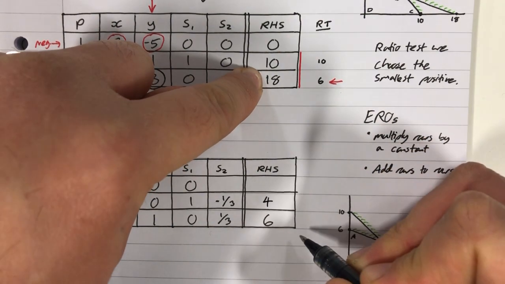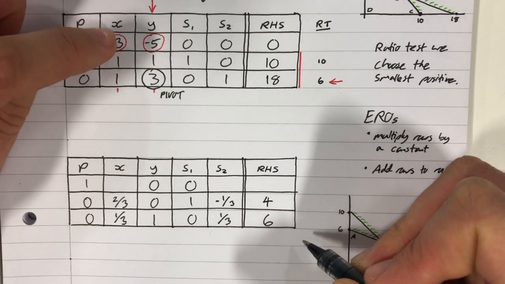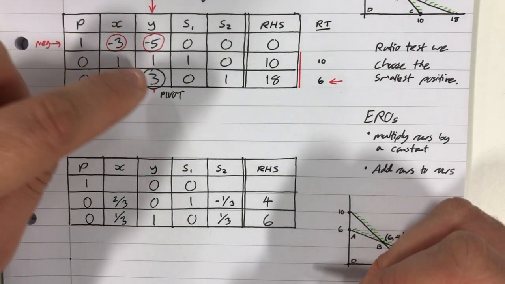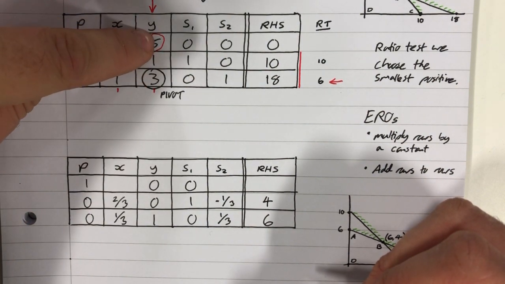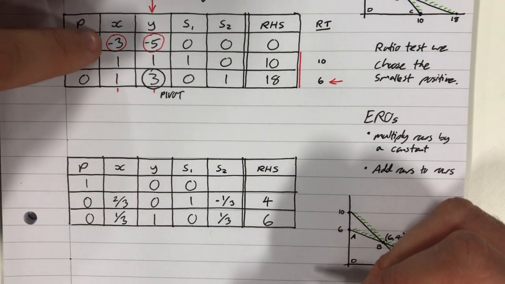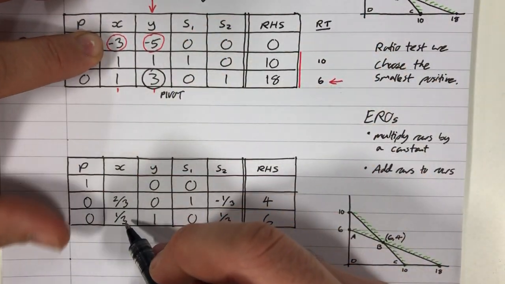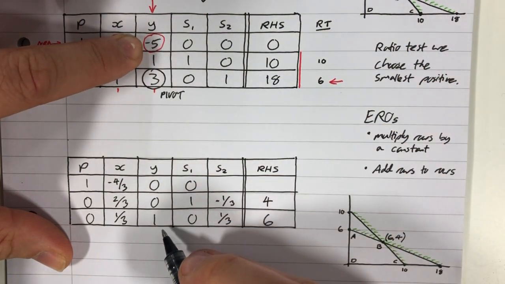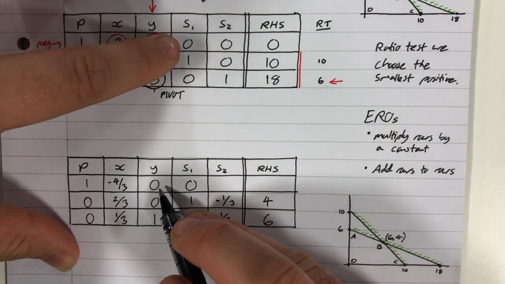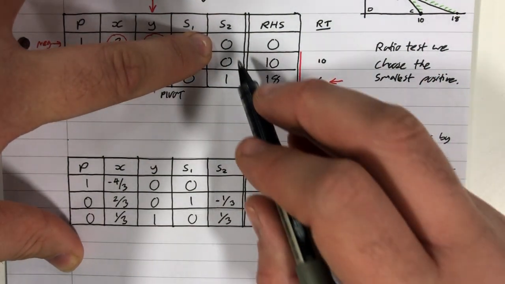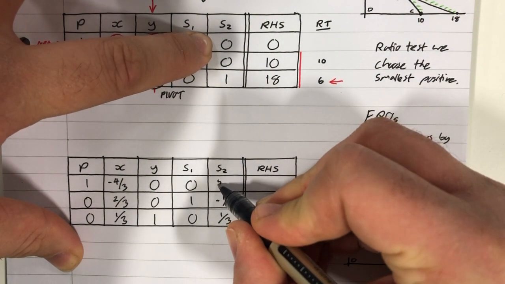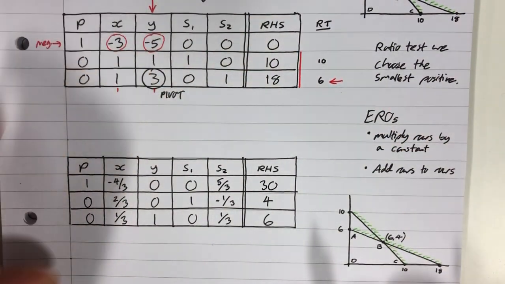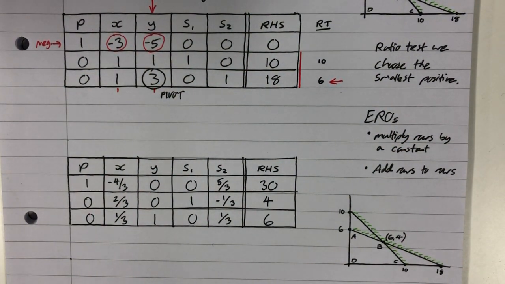Okay. Now this top row, I want to do that plus 5/3 the bottom row, or I could say I want this row plus 5 times the bottom row. So minus 3 plus 5 times a third is minus 4/3. Minus 5 plus 5 times 1 is 0. 0 plus 5 times 0 is 0. 0 plus 5 times a third is 5/3. And 0 plus 5 times 6 is 30. And we end up here.